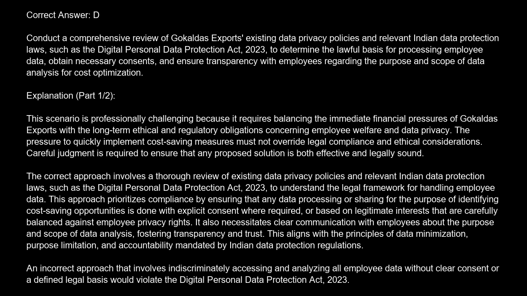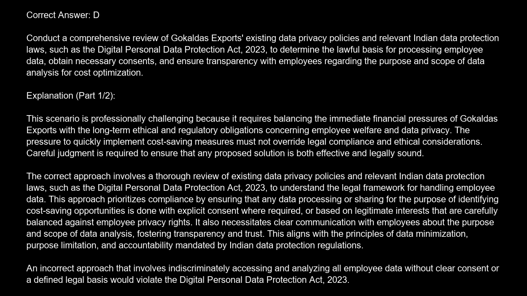Explanation: this scenario is professionally challenging because it requires balancing the immediate financial pressures of Gokaldas Exports with the long-term ethical and regulatory obligations concerning employee welfare and data privacy. The pressure to quickly implement cost-saving measures must not override legal compliance and ethical considerations. Careful judgment is required to ensure that any proposed solution is both effective and legally sound.